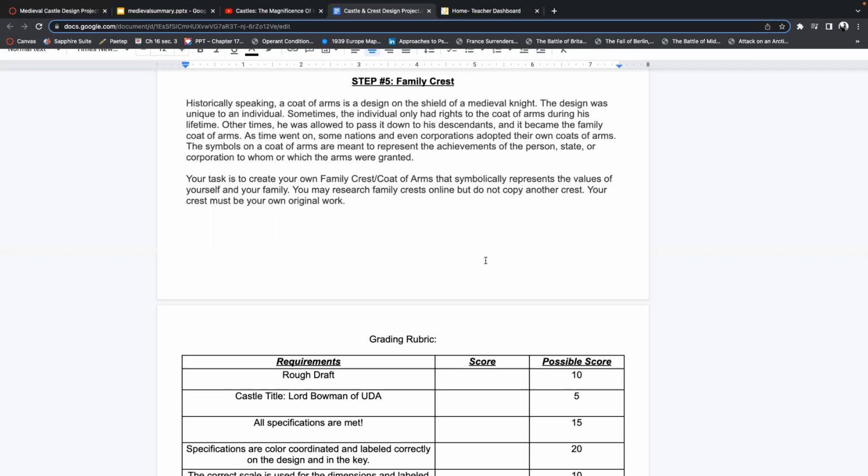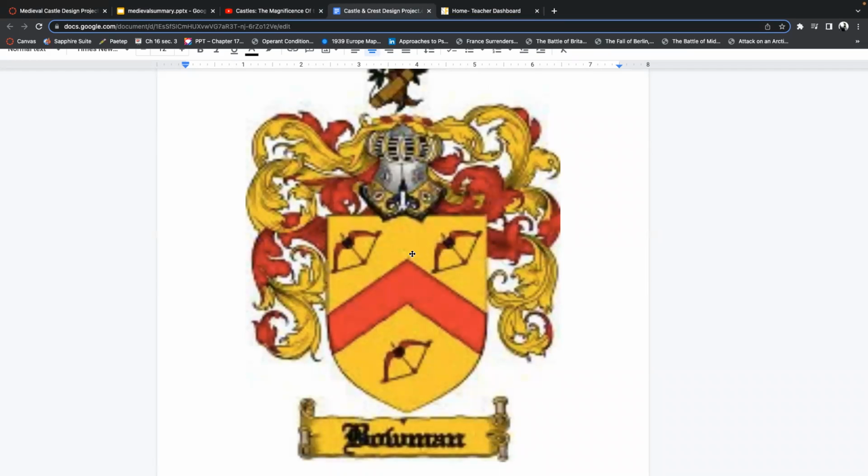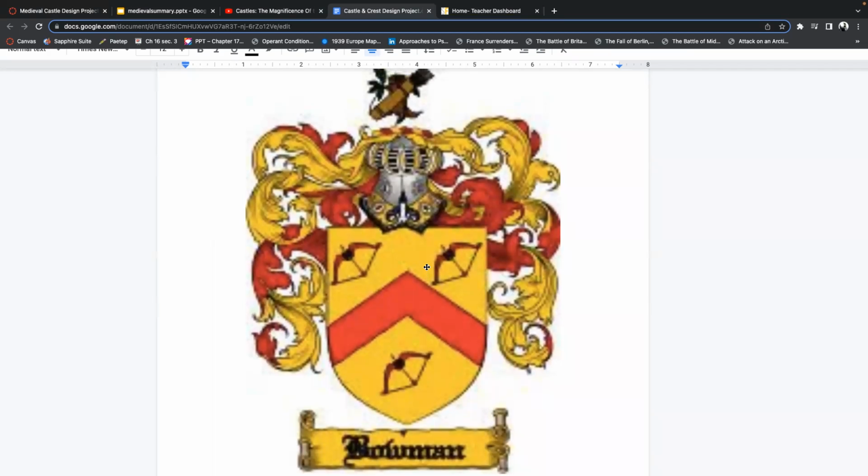All right, good job. So, if you're a knight, you have to look up some of these crests and come up with a cool design. I found one here for my name. And as you can see, Bowman, yeah, you're going to have some archers, right? You're going to have some bow and arrows. But that looks pretty wild. That looks cool. And that's kind of what I'm looking for in this family crest.